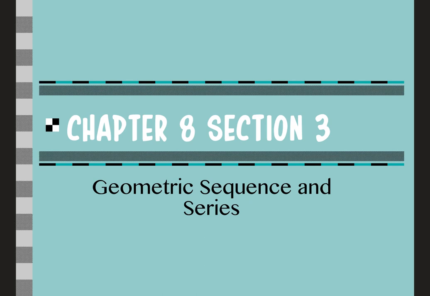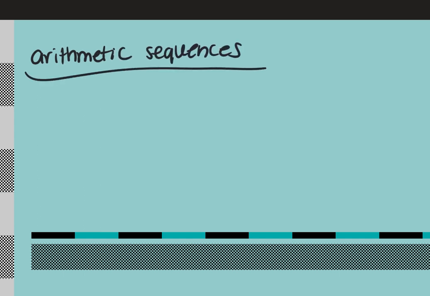All right, so we're continuing with Chapter 8, Section 3. As a review, as a refresher up to this point, we've had the following formulas. So for arithmetic sequences, in order to find our formula, we do an equals a1 plus d times n minus 1.